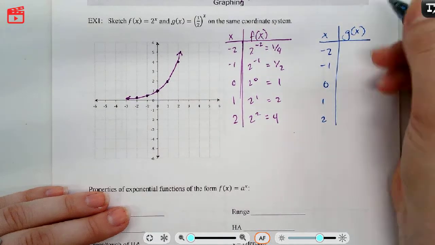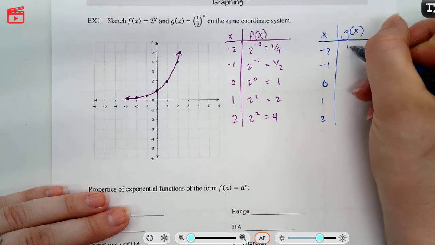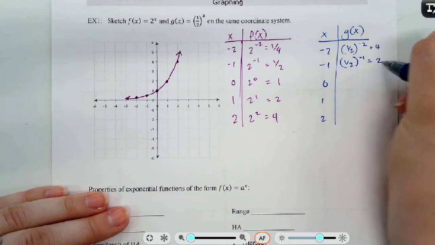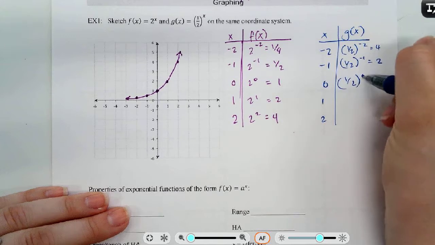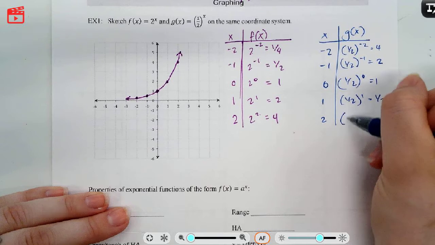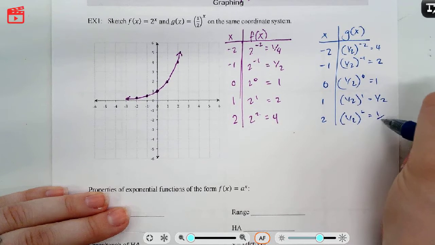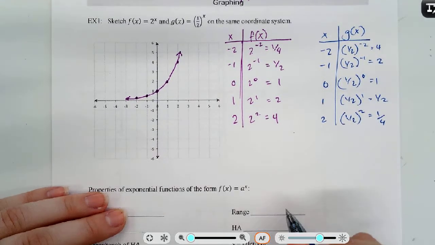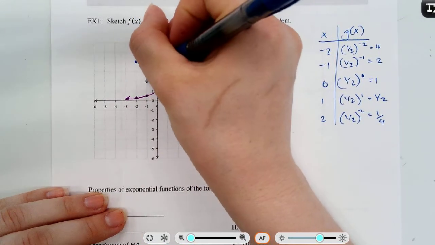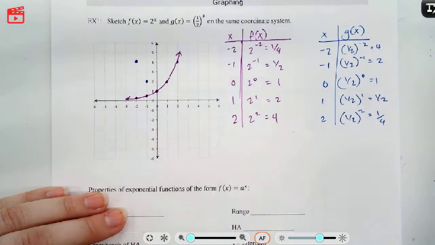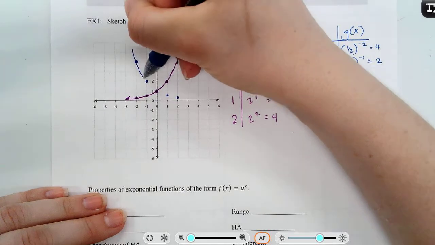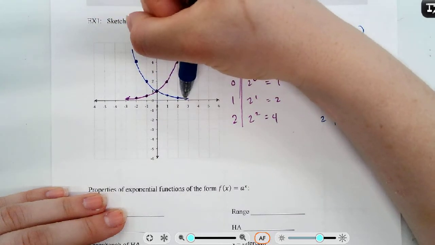Next one, g of x. So that's going to be half to the negative 2, which is going to be 4. Half to the negative 1, which will be 2. Half to the 0, which will be 1. Half to the 1, which will be a half. And half to the 2, which will be a fourth. All right, let's plot these. Negative 2, 4. Negative 1, 2. 0, 1. 1, one half. And 2, one fourth. Oh, interesting. Look at that. They're kind of like reversing on each other in a way.